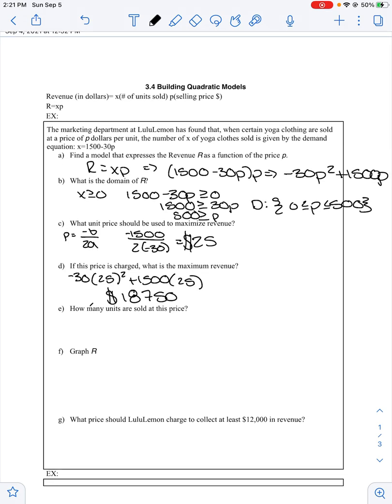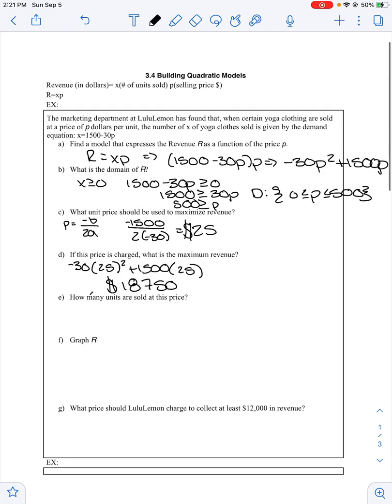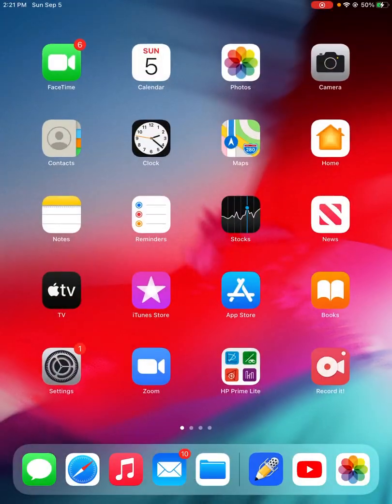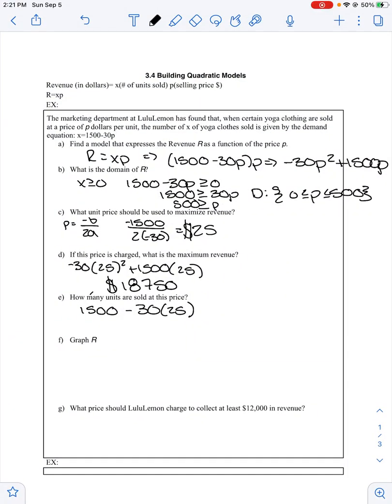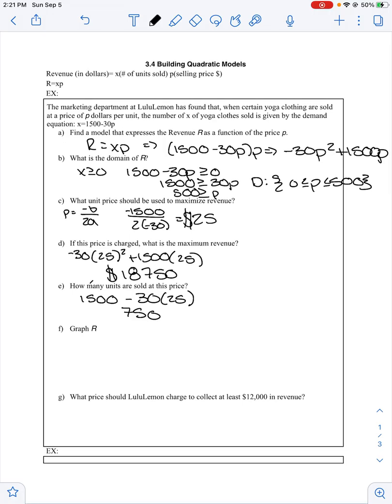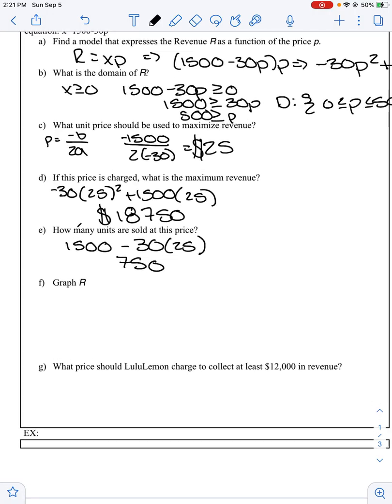How many units are sold at this price? To find how many units are sold, we're going to plug into our demand equation, x equals 1500 minus 30p. So 1500 minus 30 times 25. Plug that into the calculator and we get 750. So 750 units would be sold.